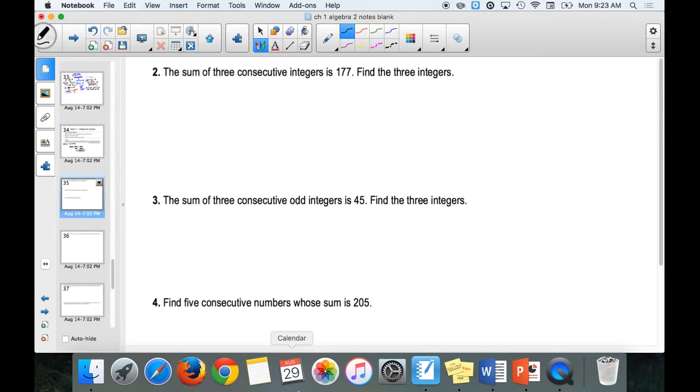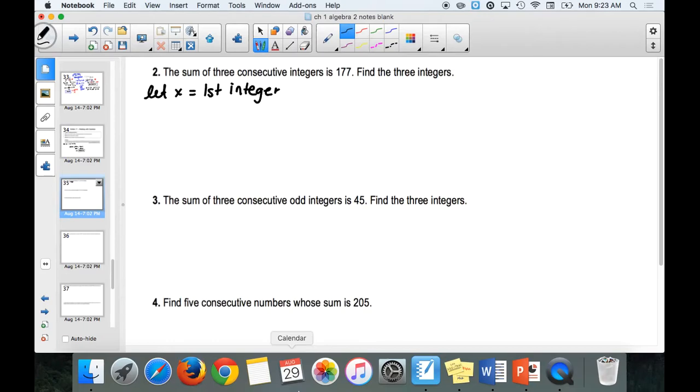All right, so I'm sure you guys have seen these ones before. It says the sum of three consecutive integers is 177. Find the three integers. Okay, so there's a couple different ways to do these. So I'll show you the way that you probably learned in Algebra 1. The way that you probably learned is to let x be the first integer. So we would say let x equal our first integer.